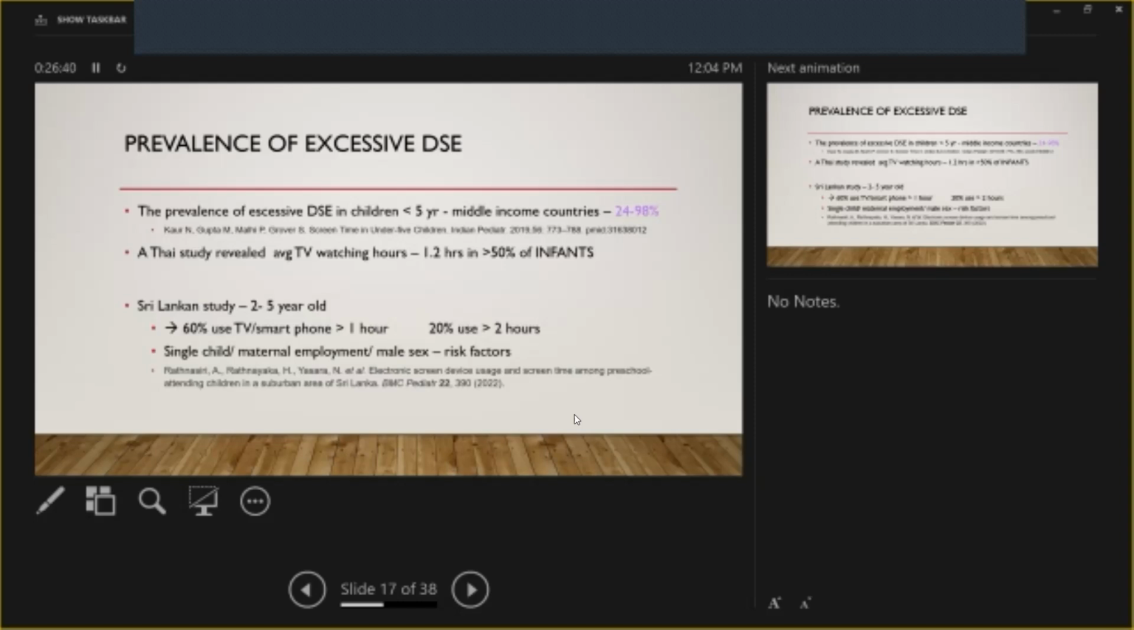And risk factors are single child because they get all the luxury, right? You have one child, all the luxury. Maternal employment, mother is working, father is working. So the child is with a grandfather or grandmother who can't run around. So the best way to keep the child at one place is give a phone and keep him, right? Or male sex. If you are a male child, more chance of addiction to a phone.